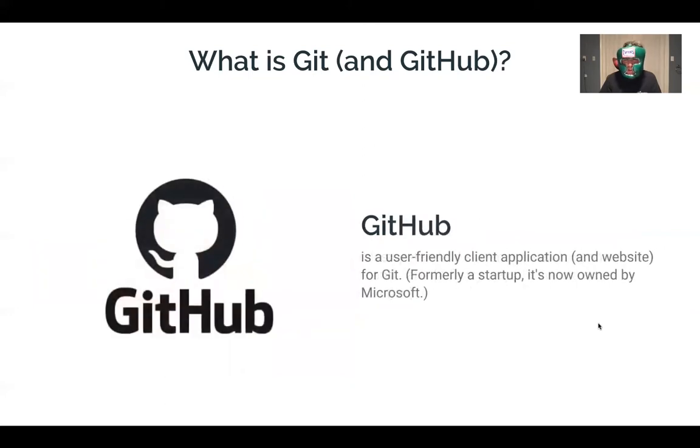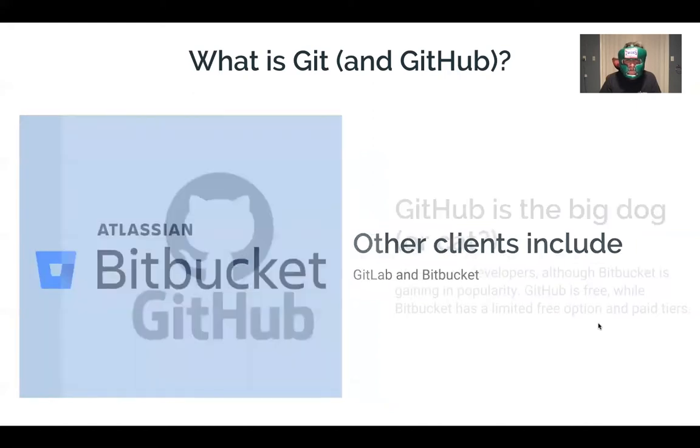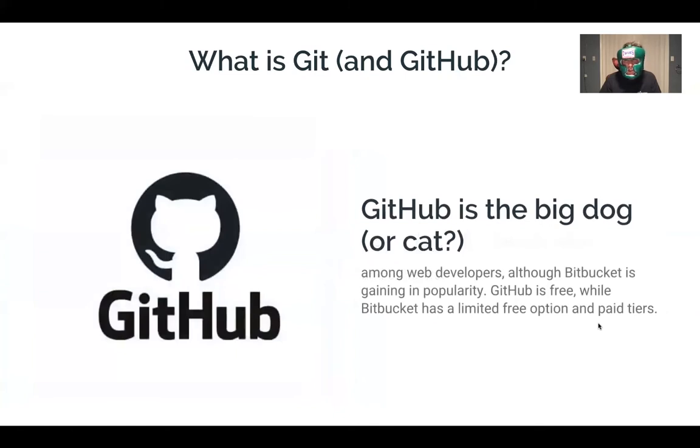GitHub is a user-friendly client application and website for Git. It used to be a startup, but then it got acquired by Microsoft. So now GitHub is a Microsoft product. Other clients for this kind of version control are GitLab and Bitbucket. But GitHub is the big dog or big cat among web developers. Though Bitbucket is getting bigger, GitHub is free, while Bitbucket has a little bit limited free option and paid tiers.